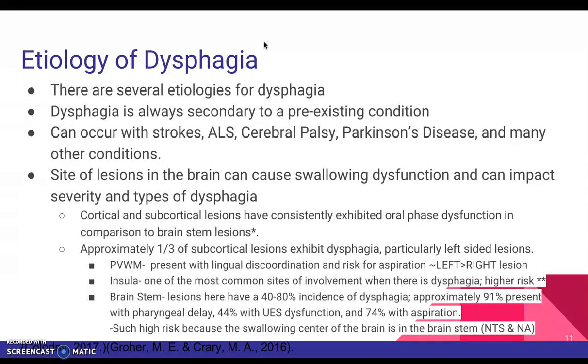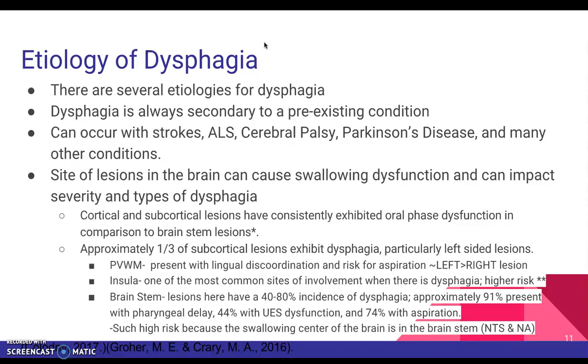There are different etiologies, and dysphagia always occurs secondary to a pre-existing condition. It can occur with strokes, ALS, cerebral palsy, Parkinson's, and many other conditions, and the site of lesion can impact the severity and what stage of swallowing is affected.